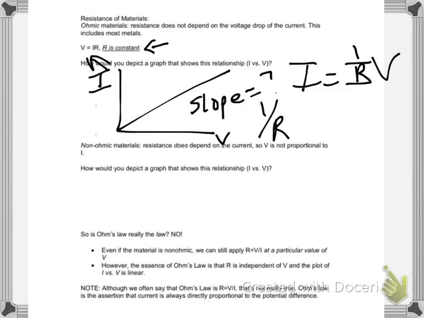Now this is true only for things known as ohmic materials, right? Ohmic materials. So the things that follow Ohm's law, that's what that means, ohmic material. So there are things that are called non-ohmic materials, okay? So what would be an example of a non-ohmic material?